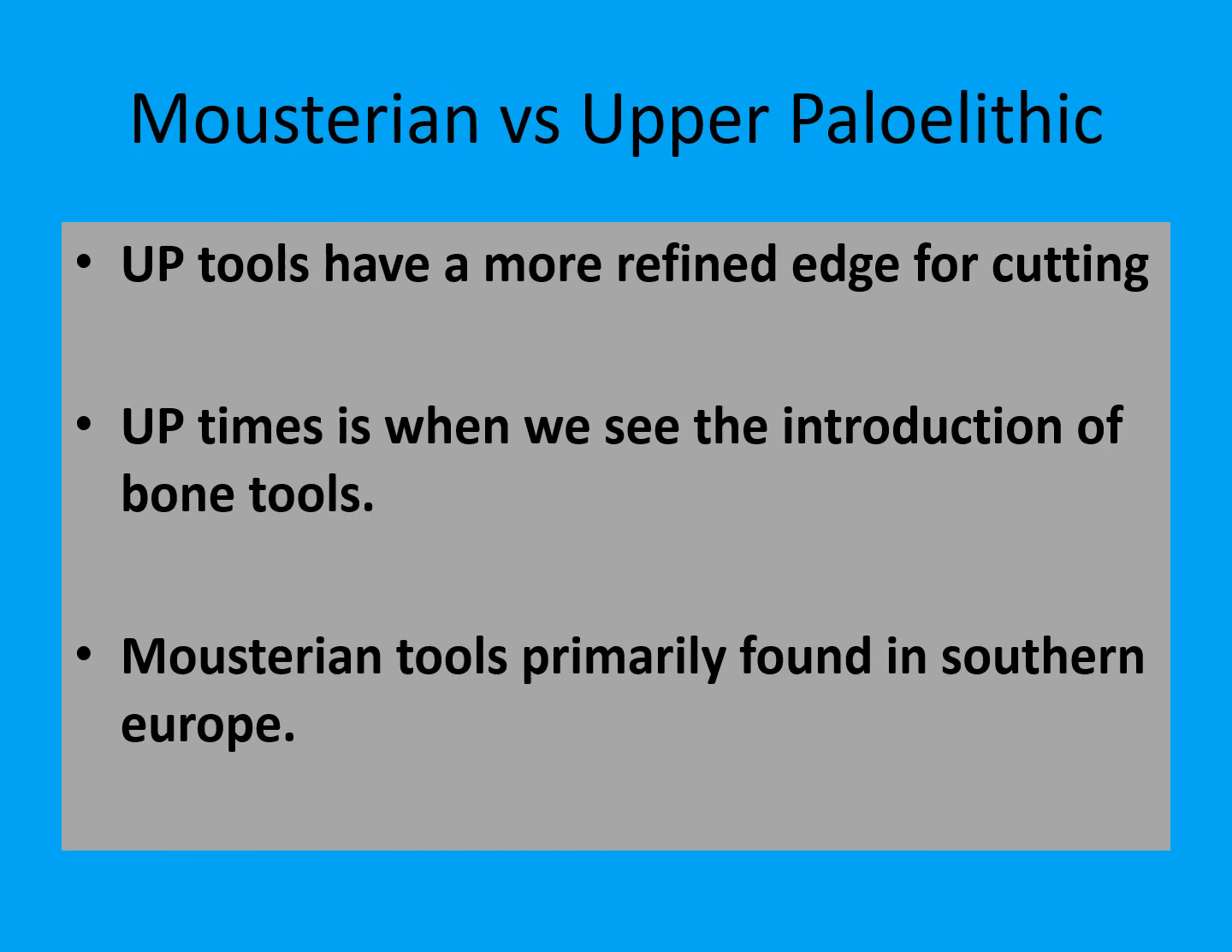So if we look at Mousterian versus Upper Paleolithic tools, basically the competing tool types that we see at the time, Mousterian being produced by Neanderthals and Upper Paleolithic tools being produced by Homo sapiens, right? Upper Paleolithic tools generally are more refined in terms of their manufacture, so they have a more refined edge for cutting. Upper Paleolithic times is when we see the introduction of bone tools. And Mousterian tools, in essence, are primarily found in Southern Europe contexts.